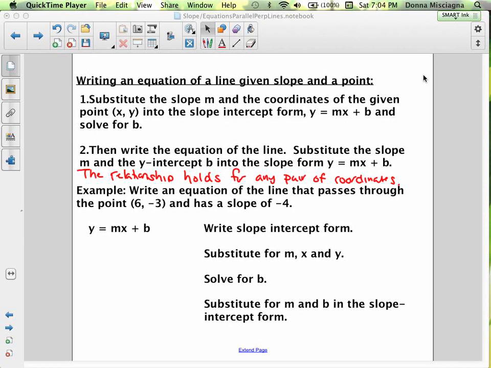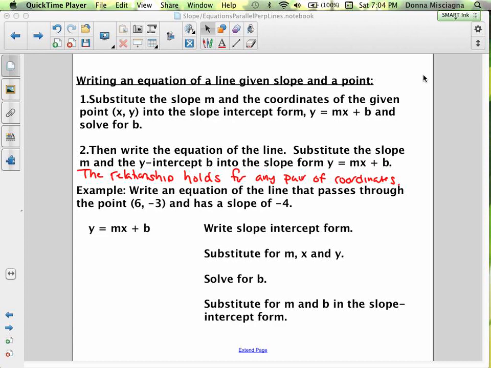We'll substitute the slope m and the y-intercept b into the slope-intercept form, y equals mx plus b, after we've solved for it. The relationship will hold for any pair of points. That's why we can use any point to solve for the y-intercept. All right, so we're going to write the equation of a line that passes through the point (6, -3) and has a slope of -4.